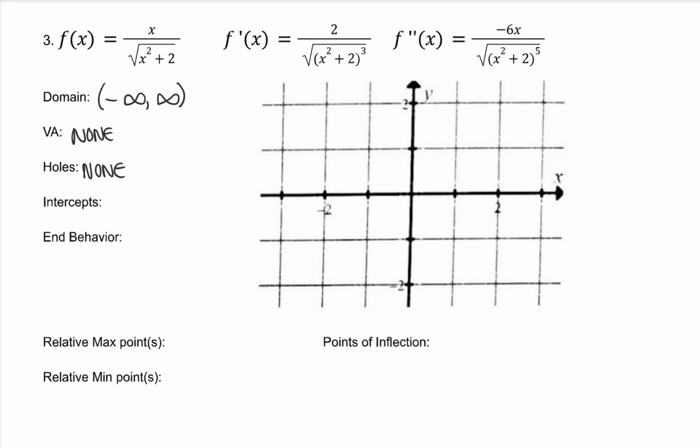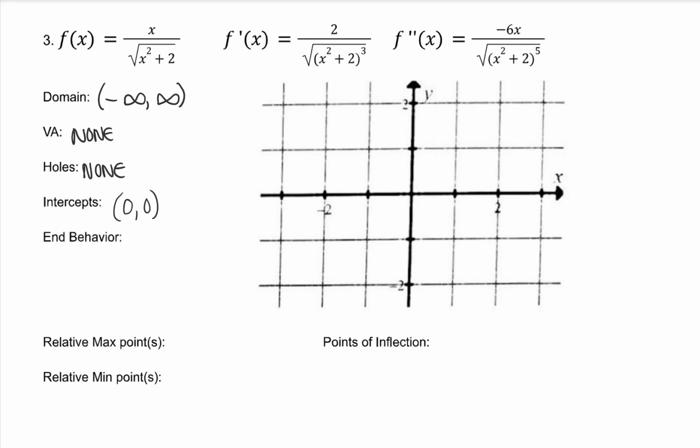Our x-intercept will occur where f of x is equal to 0, which basically means our numerator equals 0. All right, x equals 0 gives me an x-intercept. That means our x-intercept is (0, 0), which is also our y-intercept.